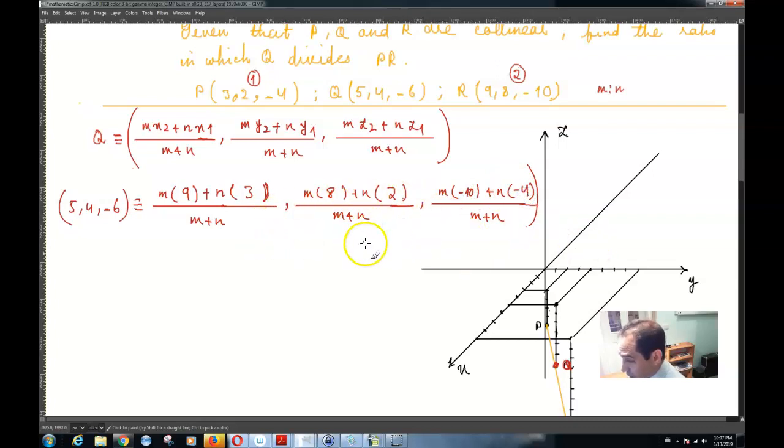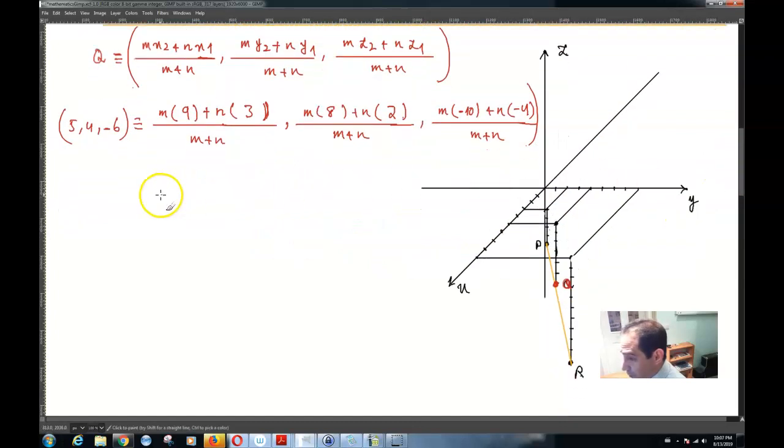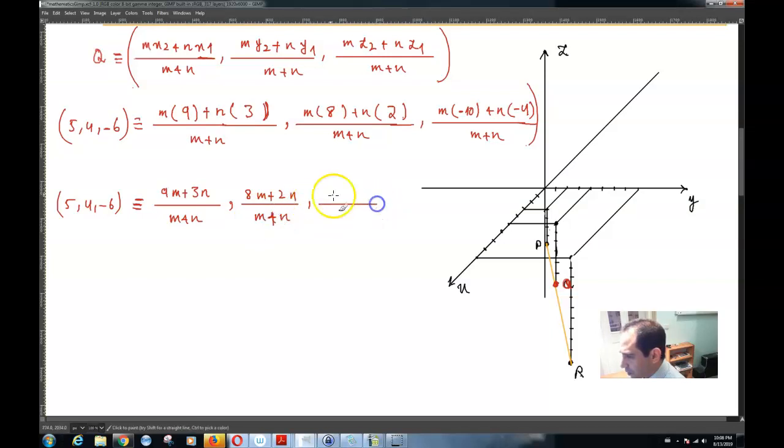So I can simplify this as (5, 4, -6) is equal to (9M + 3N)/(M + N), comma (8M + 2N)/(M + N), comma (-10M - 4N)/(M + N).